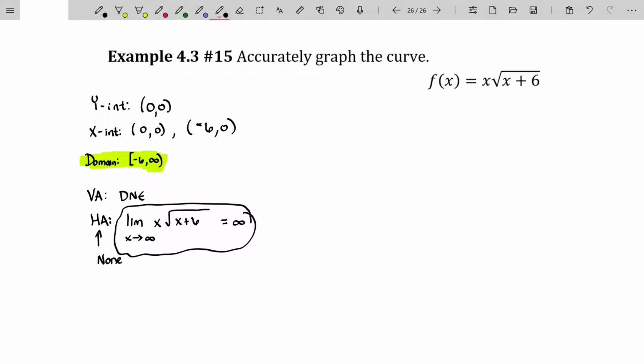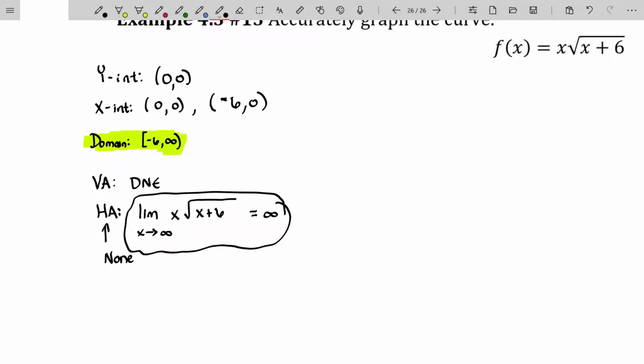So f prime. It's a product of functions is what f is. So f prime is going to be the derivative of the first, which is just 1, times the second, plus the first times the derivative of the second.